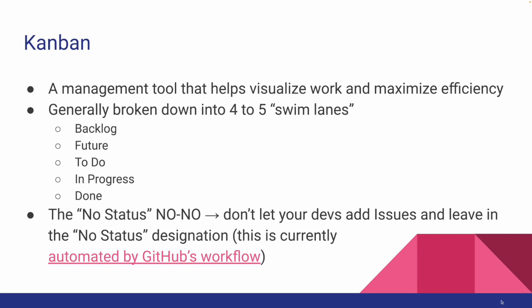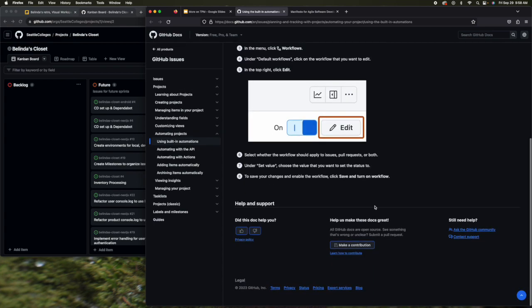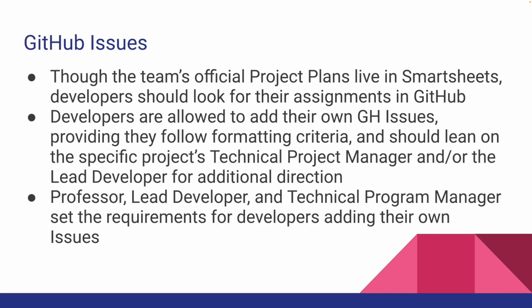Fortunately, over the summer, we found out that we can actually automate this with GitHub's workflow. You can find a helpful link to tell you how I did it. Now every issue that is created has a to-do status automatically. So that brings us to GitHub issues.